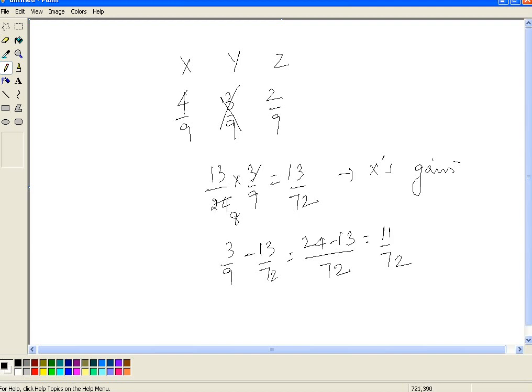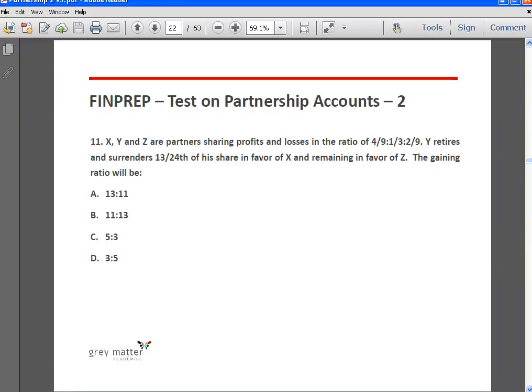And the question is, they're asking us to find out what is the gaining ratio. So the gaining ratio is 13 is to 11. Right? Answer is A. Now we come to problem number 12.